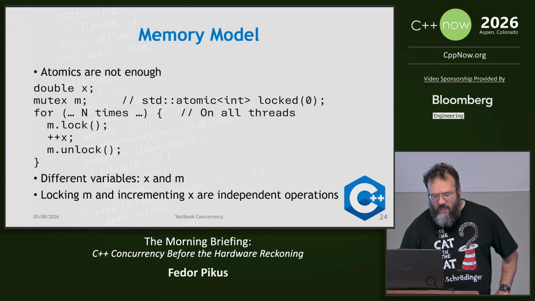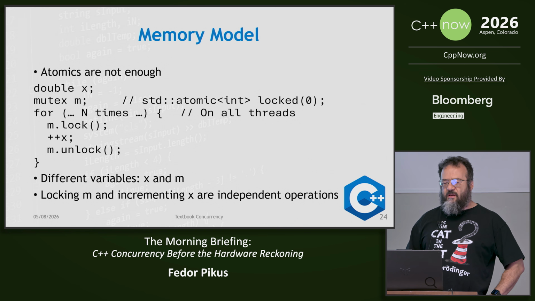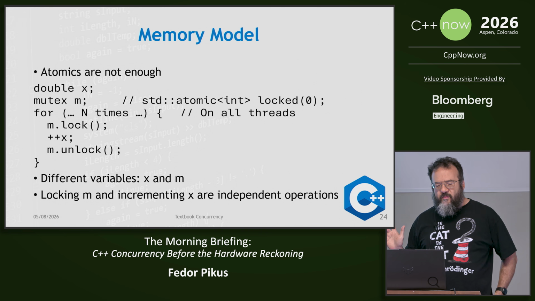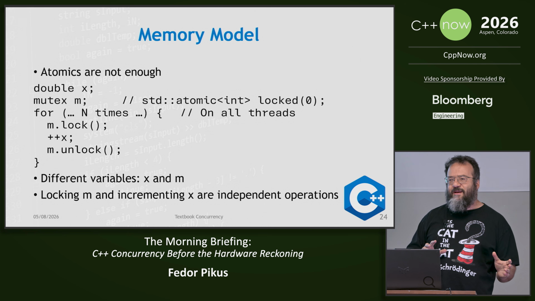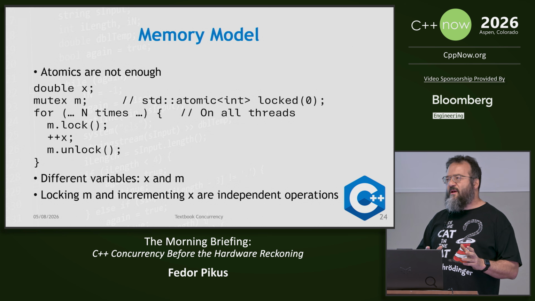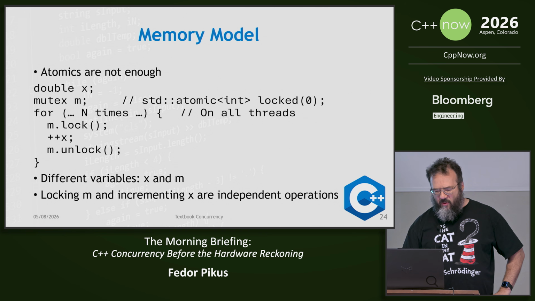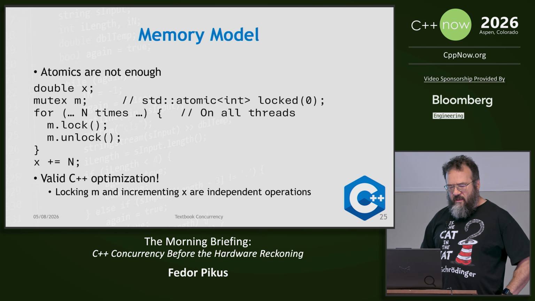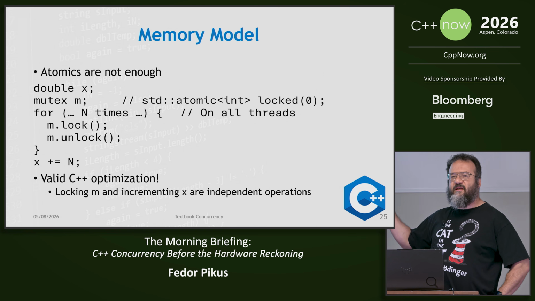No catch here. Notice that M and X are completely different variables. You don't know what's inside of M, but let's just say that it's that locked flag. There is no way operating on M has anything to do with X. So they're completely independent operations. C++ compilers live to do that sort of stuff. That's the classic optimization.